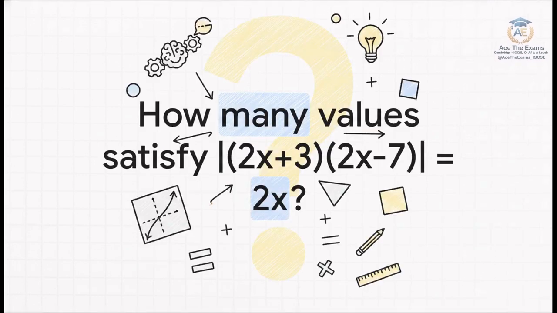Okay, let's look at a real Cambridge past paper question. This is from paper 23. It asks, how many values of x satisfy the modulus of (2x + 3)(2x - 7) equals 2x? Now, notice the phrasing here. It's not asking what the values are, it's just asking how many there are. So, how would we actually deploy our methods for this?